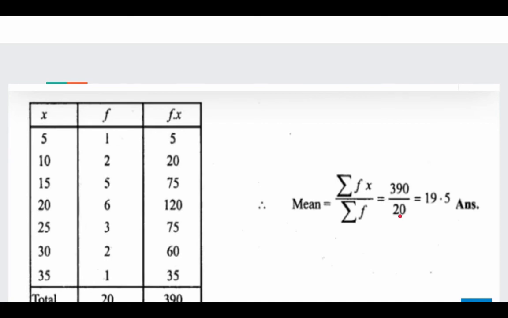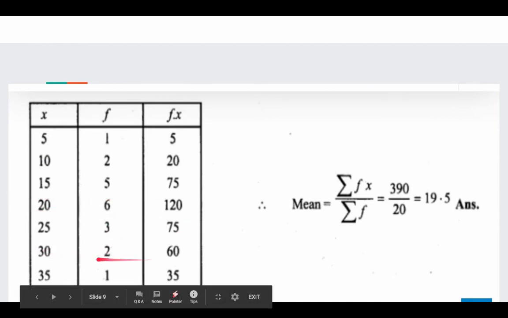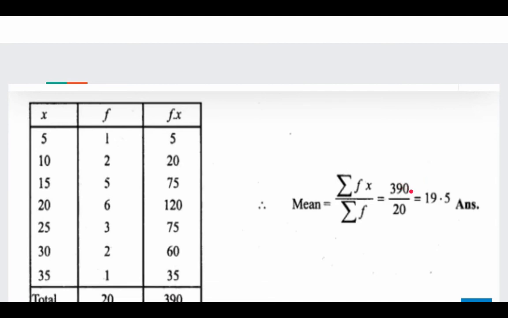And how do you get the sum of all observations? 5 ones are 5, 10 twos are 20, 15 fives are 75, 20 sixes are 120, 25 threes are 75. Just keep multiplying. 30 twos are 60, 35 ones are 35. Add all the fx. What do you get? The sum comes out total, yes, 390. How do we find the mean?